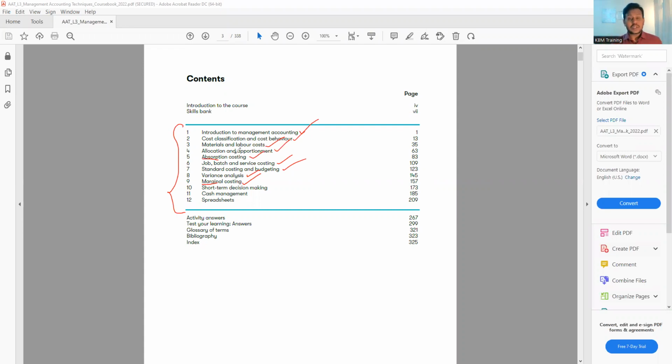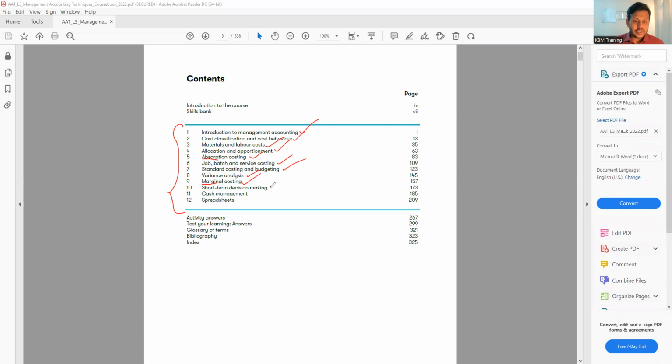In absorption costing, we treat the fixed cost as a product cost. That means inside of the product, we see the fixed cost. But on the other hand, on the marginal costing, we don't see that. So marginal costing only considers the variable cost, and fixed cost is treated as a period cost. So we're going to see all of this from these chapters.